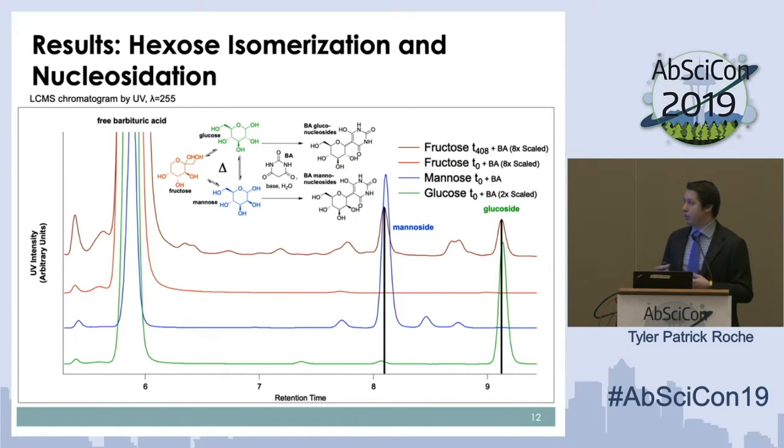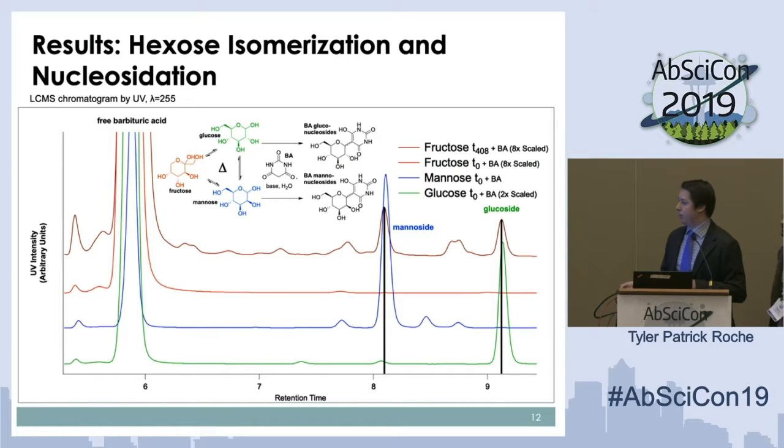I did the same experiment with hexose sugars just to see if these trends followed, based on the fact that they're ketoses and didn't have any effect based on the carbon number. And you can see the same thing here. So the green is glucose, not incubated at all, reacted with barbituric acid. The blue trace is mannose, again, not incubated for any time, reacted with barbituric acid.